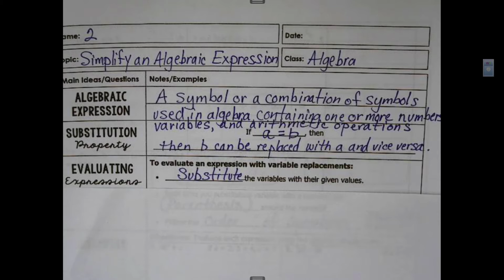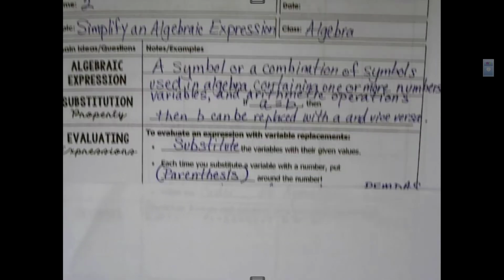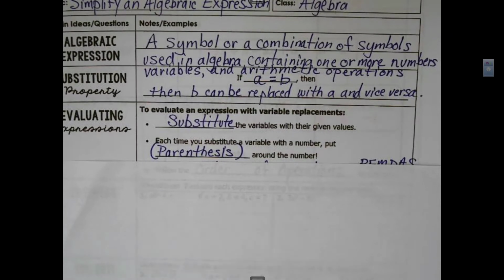To evaluate an expression with variable replacements, we are going to substitute the variables with their given values. This is so important. Each time you substitute a variable with a number, we have to put parentheses around it. So it's just a habit you have to get into so that you get the correct answer. We're only going to have one correct answer today. And then you can probably guess it, and maybe you can kind of see it through the paper.